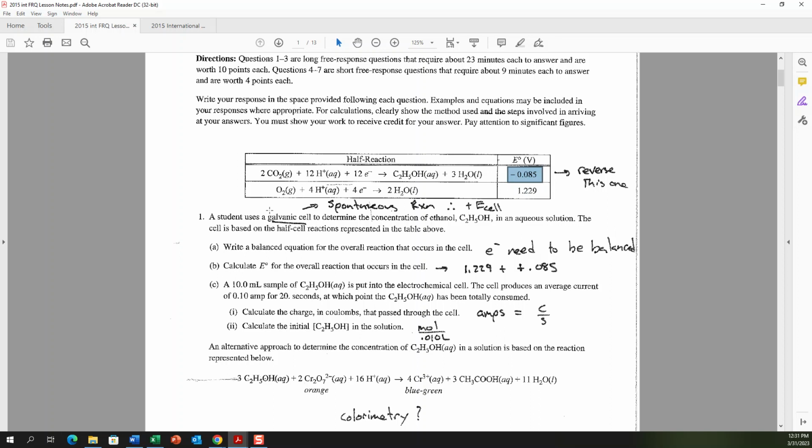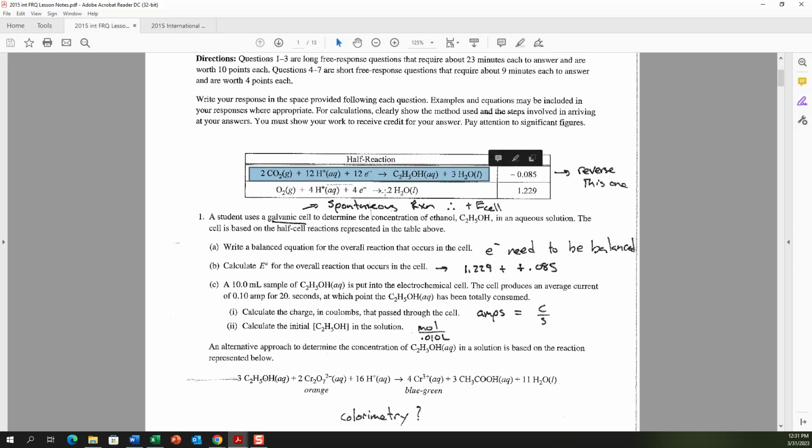So just, the first thing I notice, right? And then boom, it says galvanic cell. So I know, yep, I'm going to reverse that one because I need a positive overall cell potential. Okay. And so part A is just asking, write a balanced equation for the overall reaction that occurs. So boom, all I have to do is flip this reaction and then add the two half reactions. So I'm going to reverse this reaction.